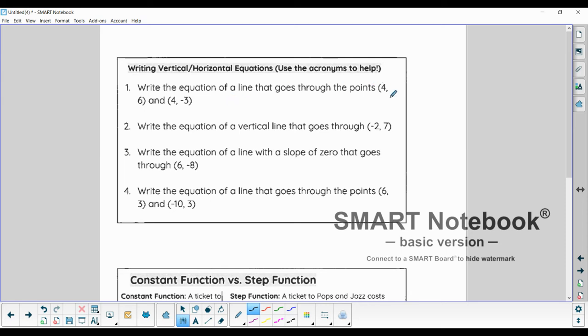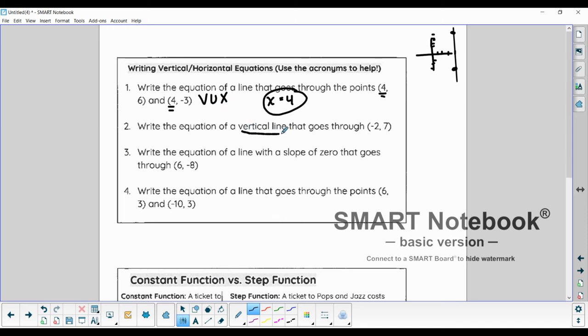So if an equation were to go through (4, 6) and (4, -3), you can even sketch it to help you visualize (4, 6) and (4, -3). So we have a line going through those 2 points. That makes it a vertical line. So this is a VUX situation. It'll be x equals 4 because it's going through the x values of 4. So if the x coordinate is the same for the 2 points, that's going to make it a vertical line.